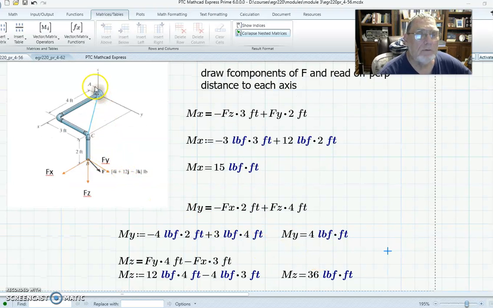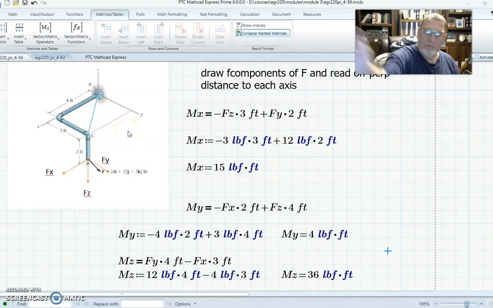Now, who can cause a rotation about Z? Well, Fz can't because it's parallel, but the X and the Y can. And so the Fx, you'd have to point your thumb down so that your fingers can be on the positive side. And that's going to give you a negative Fx. And the perpendicular distance to the z-axis is, slide it all the way back, and that distance is going to be 3.